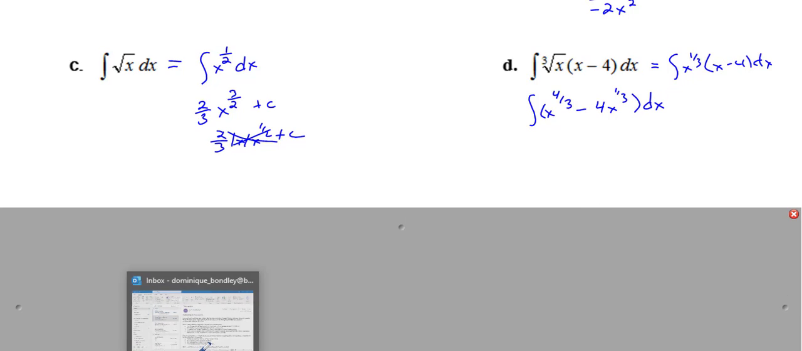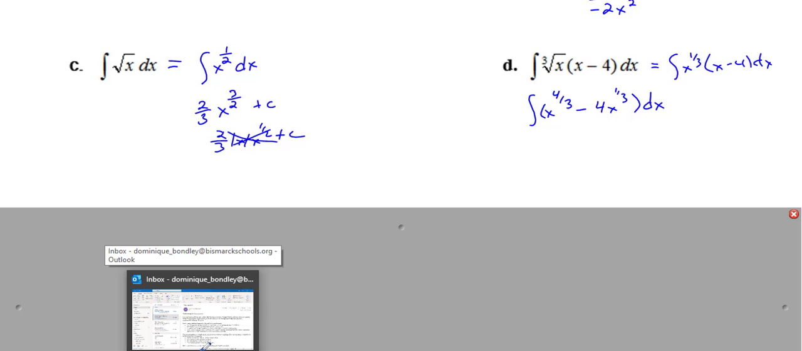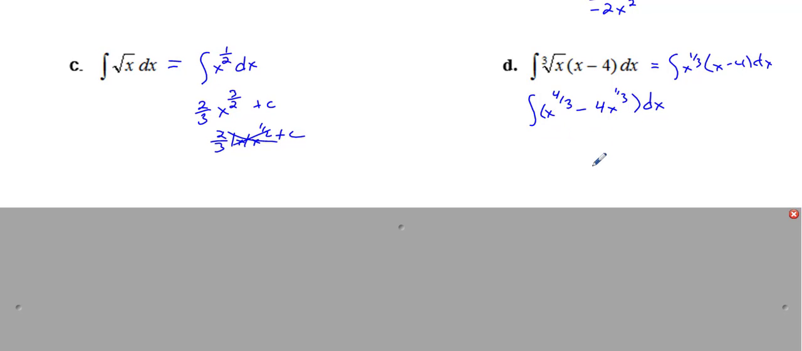Okay, now we have a base to a power. We have a whole bunch of different terms. Let's find the antiderivative of each term now. Okay, x. Add 1 to this power. Will it be 7/3? And then multiply by the reciprocal, 3/7.